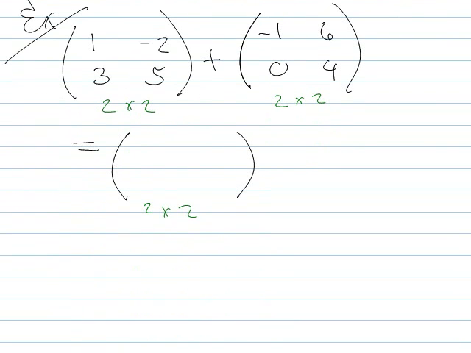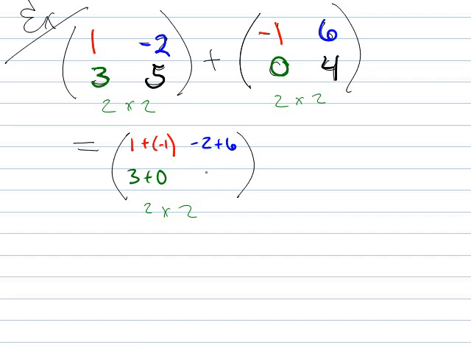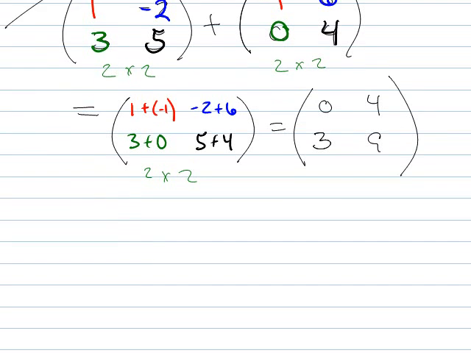So what I have is 1 plus a -1. I have -2 plus 6. I have 3 plus 0. And I have 5 plus 4. So adding matrices, 1 and -1 is 0, -2 and 6 is 4, 3 and 0 is 3, 5 and 4 is 9. So just adding them straight across, okay?